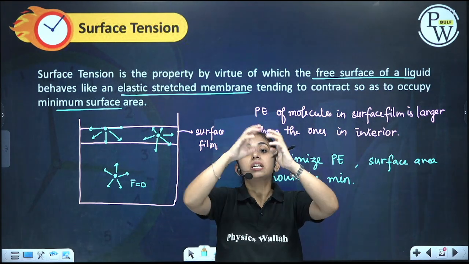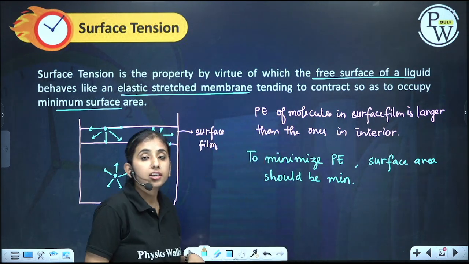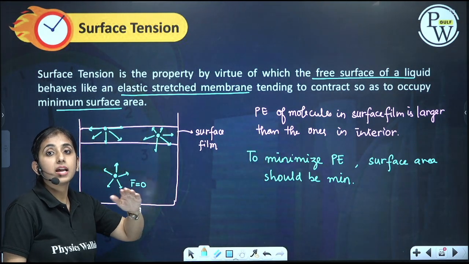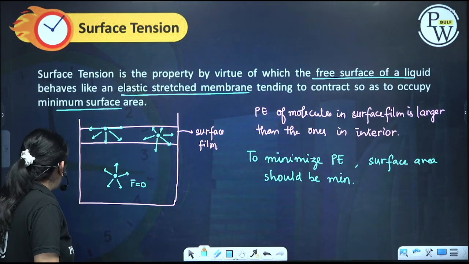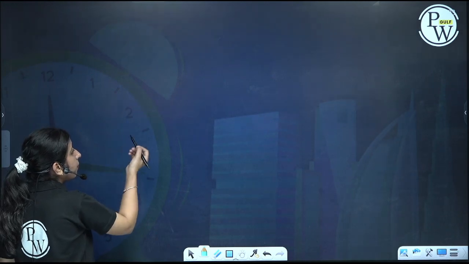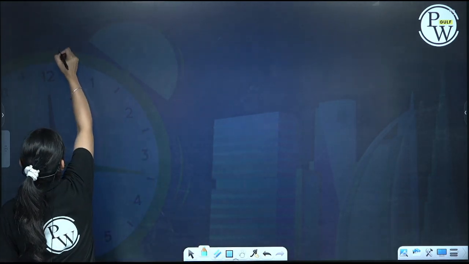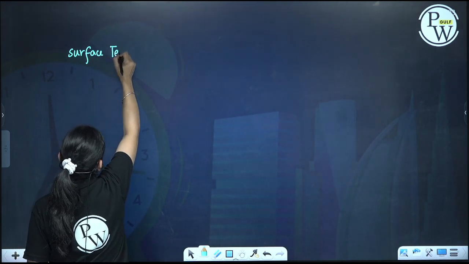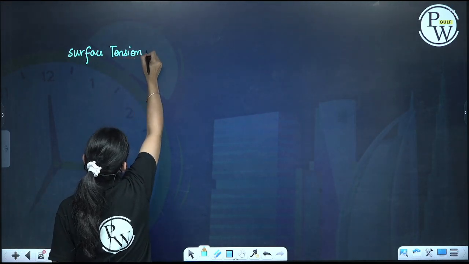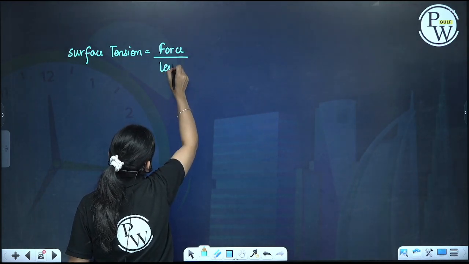See, liquid drops are circular in shape so as to have minimum surface area. This property that the free surface behaves like a stretched membrane is called surface tension. Now we can find surface tension by, suppose we have a container which is containing any liquid. Okay, so we can write surface tension as the force per unit length.